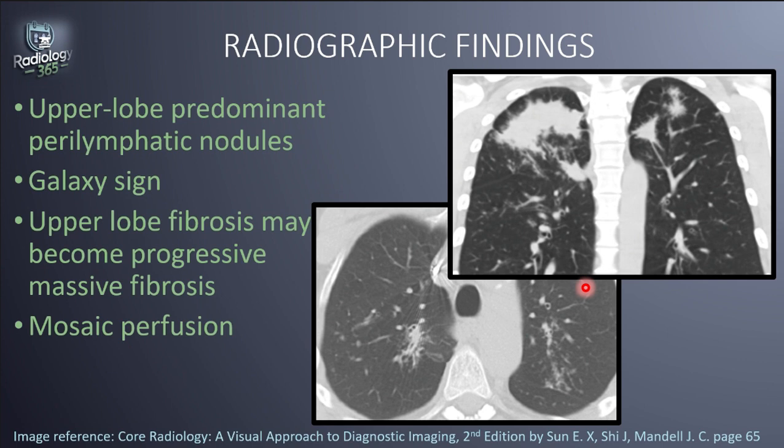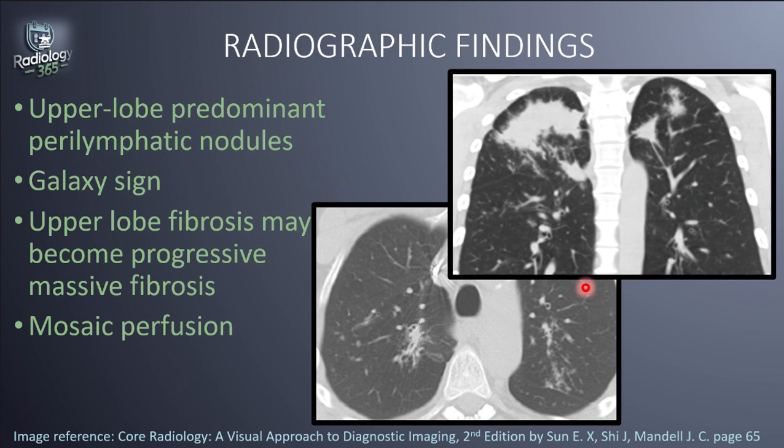When you have fibrotic sarcoid, it will affect the upper lobes predominantly and can produce what we call progressive massive fibrosis, just like what we saw when we were discussing the pneumoconioses. When the bronchi are involved, because of airway obstruction, you would have mosaic perfusion due to air trapping.